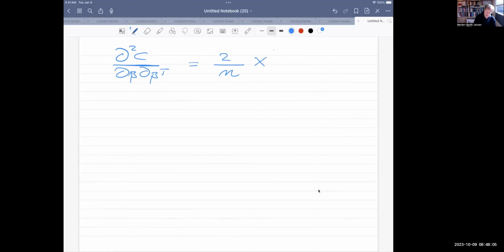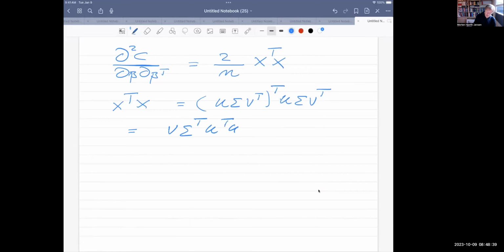So what we have then is x transpose times x. Let's take a look at x transpose times x and use a singular value decomposition on that, and just see what we get. Because every matrix can actually be singular value decomposed, this is given by u times sigma times v transpose. So that gives us v times sigma transpose times u transpose times u times sigma times v transpose. If we then use the orthogonality, we know that u transpose u has to be equal to 1. Then what I'm left with is v times sigma transpose times sigma times v transpose.